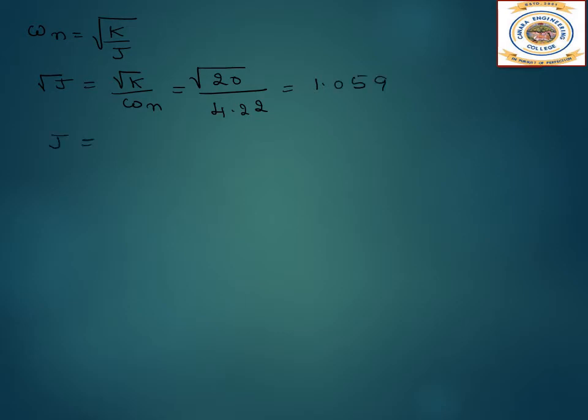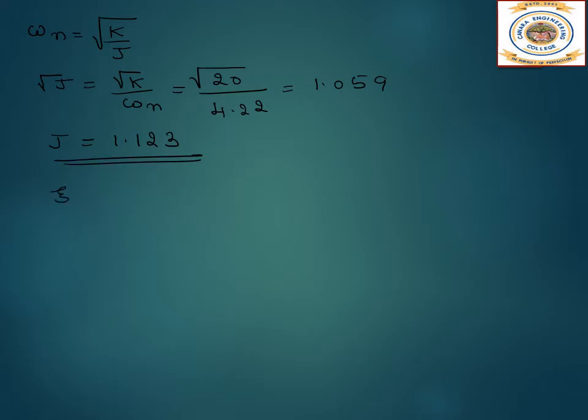So we know omega n is equal to root K by J, right? And we have found the omega n value already. So what is J? Root J will be root K by omega n. So here it is root of 20 divided by omega n, which we got as 4.22. So this gives 1.059, and J will be the square of this, so it is 1.123. So we got the J.